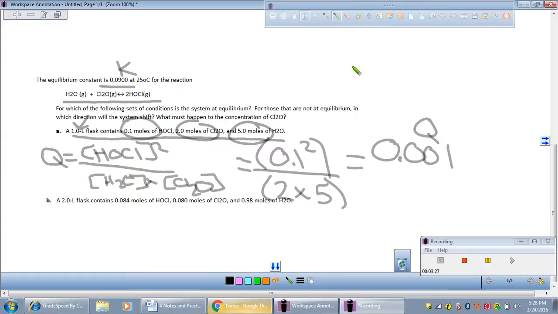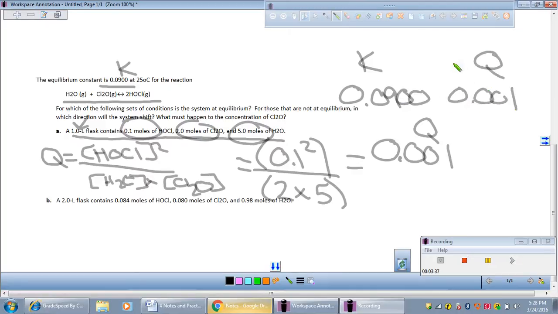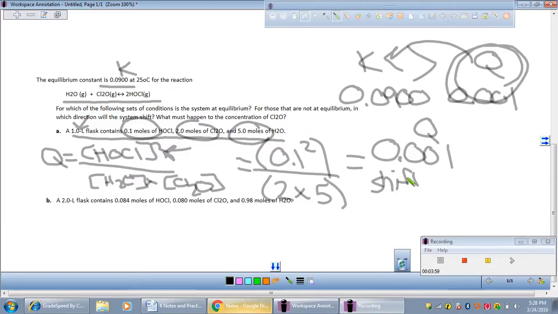Well, let's compare it to our K. Our K is 0.0900, and our Q is 0.001. Which one is larger? K. So that means that we have to increase the reaction quotient to get to equilibrium. So looking back at our equation right here, that means we have to increase the amount of our product. So that's going to make us shift right.